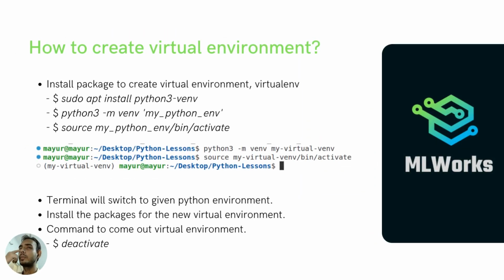So, how to create a virtual environment? First and foremost, we have to install python3-venv. This is the package we have to install. Once we are done with the installation, we run python3, this is your interpreter, -m, and then you pass venv, which is the library for creating a virtual environment, and then the environment name, my Python environment. Once this is created, you can use the command source my Python environment/bin/activate. In this image we can see python3 -m venv my virtual environment. Once that is done, I'm activating that environment using source.